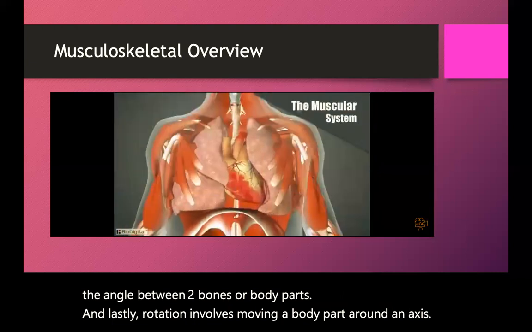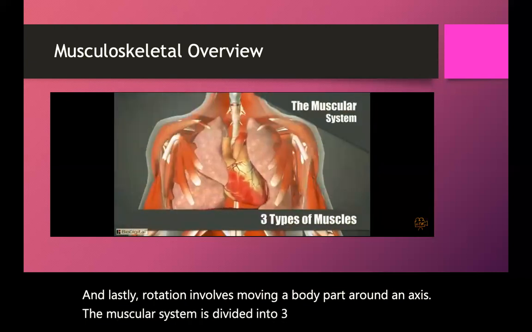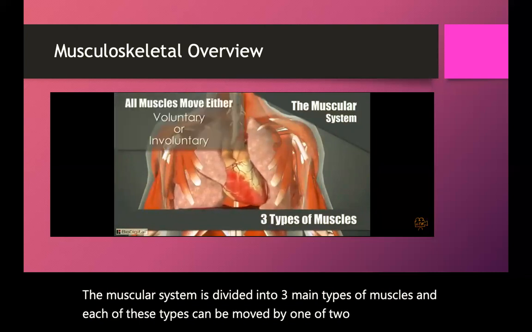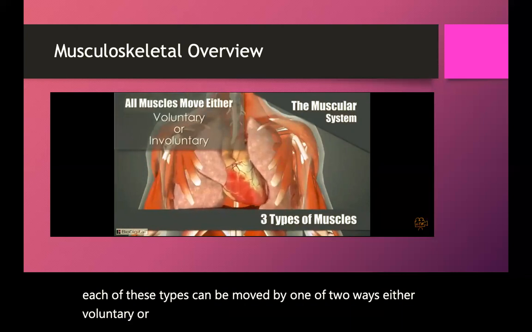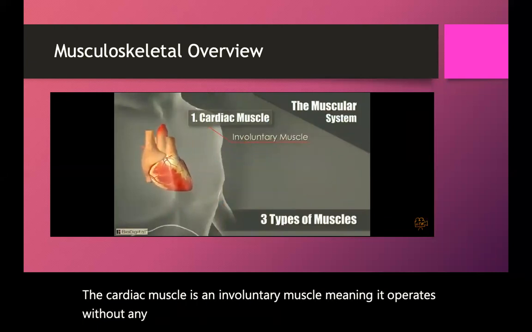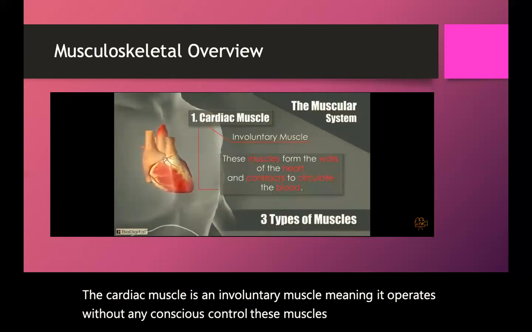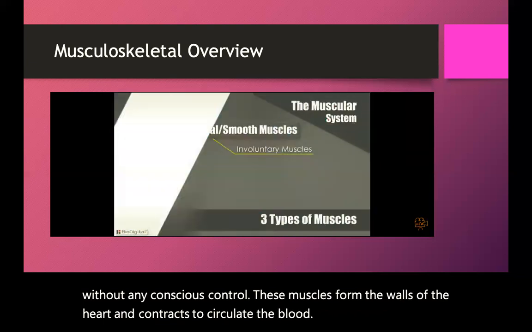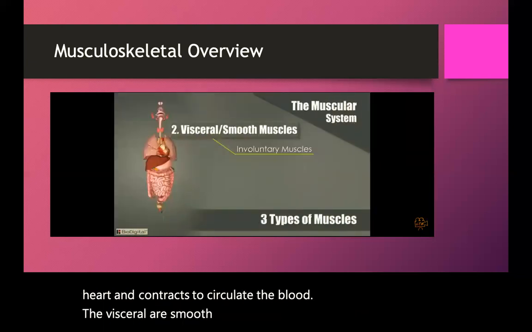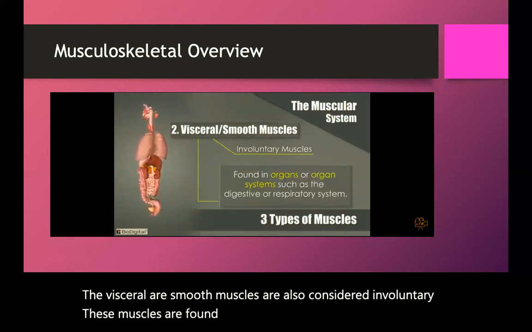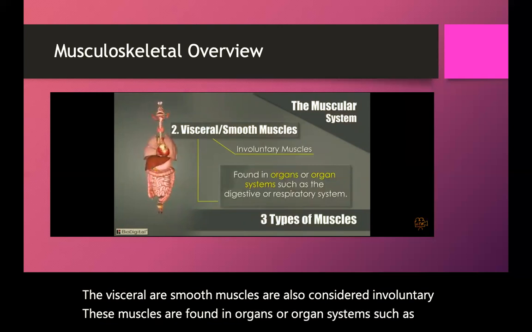The muscular system is divided into three main types of muscles, and each of these types can be moved in one of two ways, either voluntary or involuntary. The cardiac muscle is an involuntary muscle, meaning it operates without any conscious control. These muscles form the walls of the heart and contract to circulate the blood. The visceral or smooth muscles are also considered involuntary. These muscles are found in organs or organ systems such as the digestive or respiratory system.